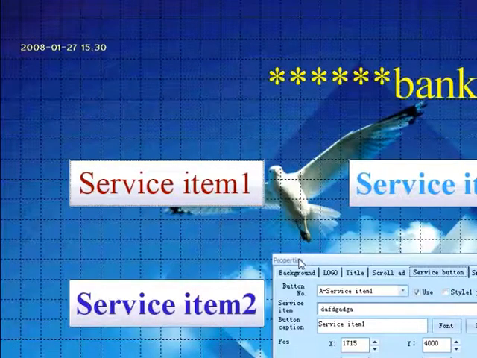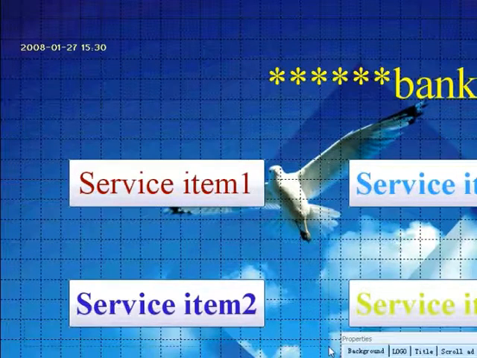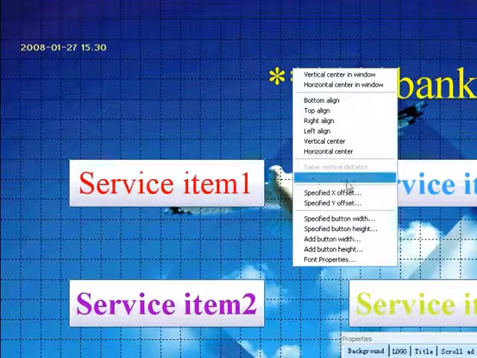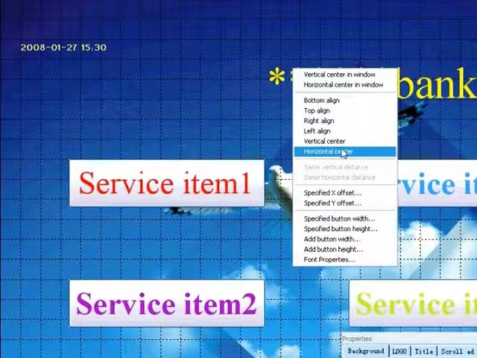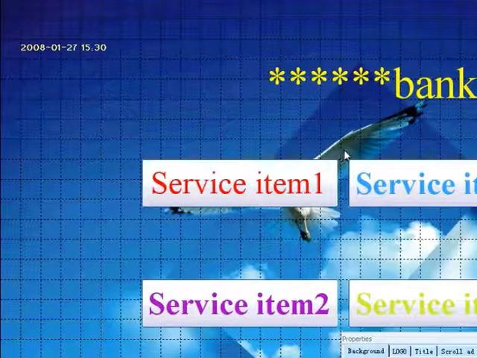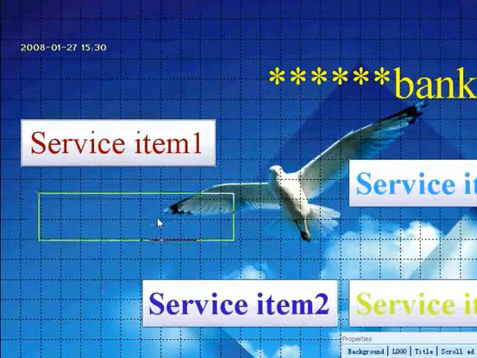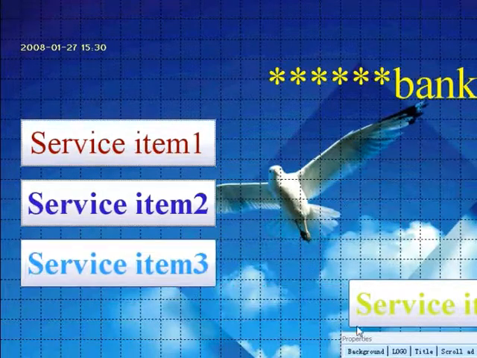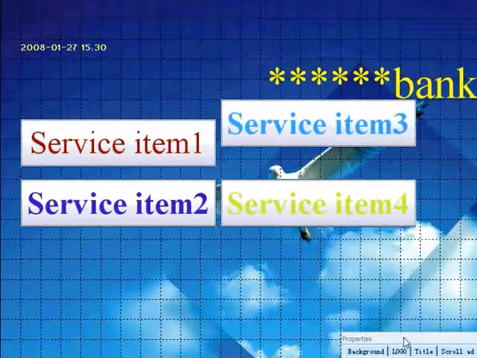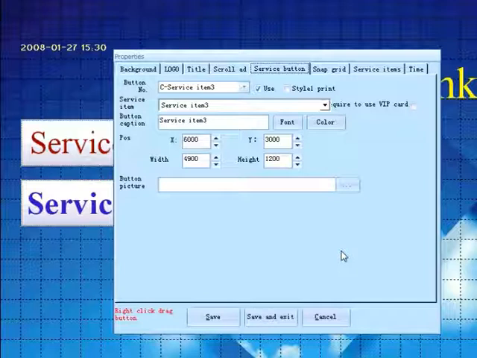There are two ways to align the service item buttons. One is by dragging the mouse to choose several service item buttons, and pressing the right key to choose one alignment mode. The other is to use the right key to drag the button directly. Time label. Select one time format and change the label font, color, position, and background according to your requirement.